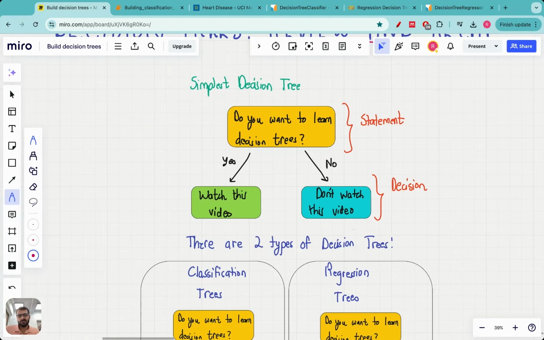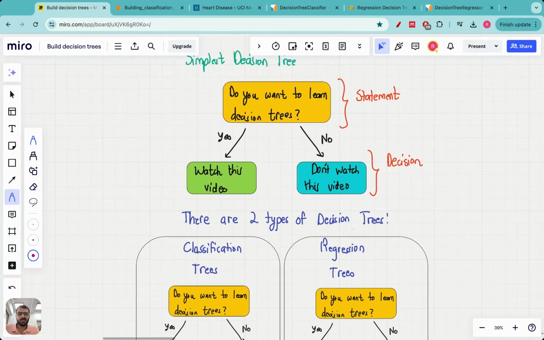Do I want to watch this movie? Yes, no. If yes, then what is the genre of this movie? Then further you can go on classifying. In both the categories, you can go on classifying. Okay, so that's the simplest definition of a decision tree.